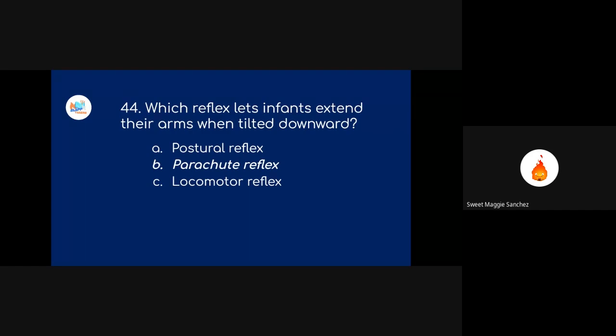Have you experienced holding a baby sideways, and their hands just spread out? I'm sorry for using animals as an explanation. It's like when you pick up a dog, it just reacts like that. It's the same with babies. That's how the parachute reflex looks.